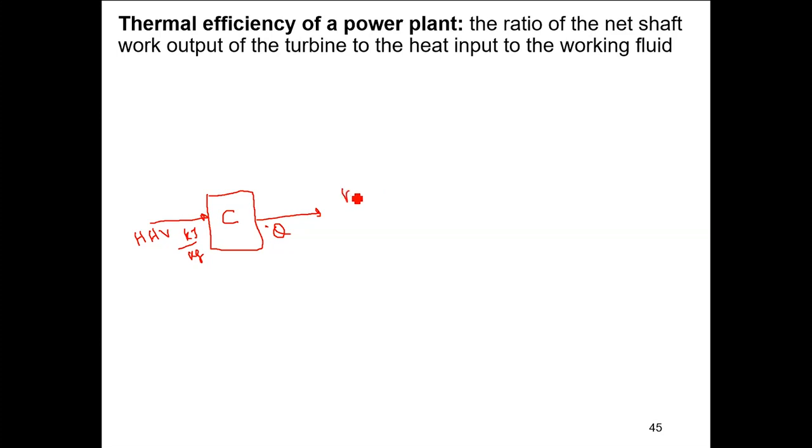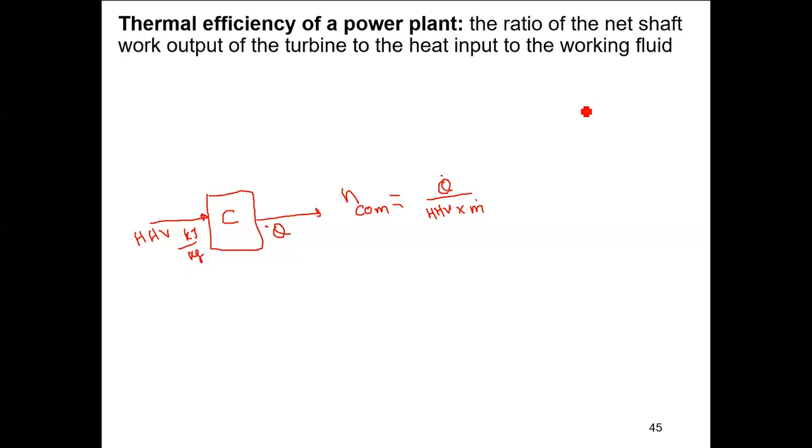And the combustion efficiency would be what? The combustion efficiency would be Q, which is the power released, divided by the higher heating value multiplied by mass flow rate. Why have I written it this way? Because I have written heat in the form of power over here.